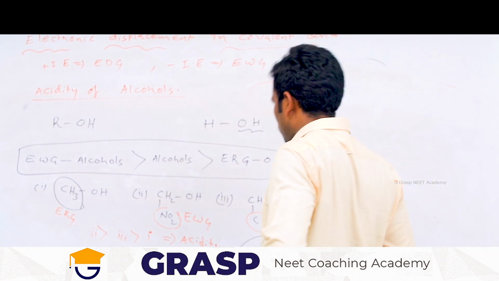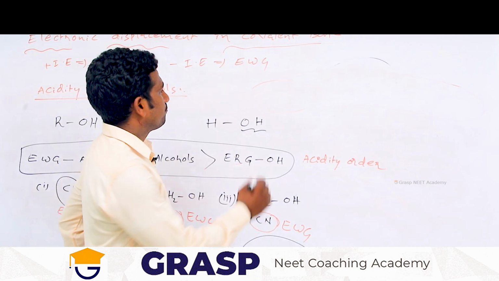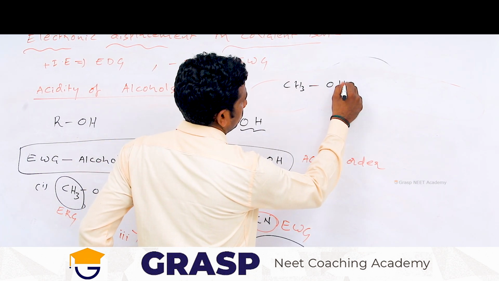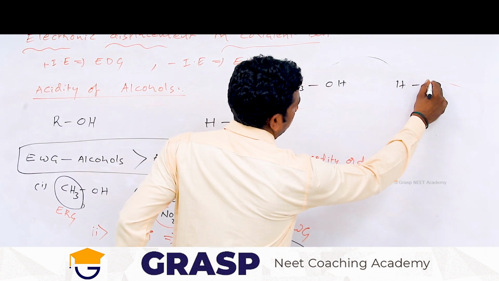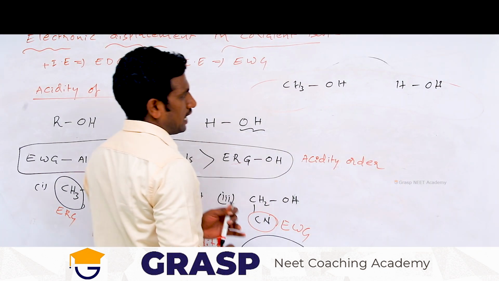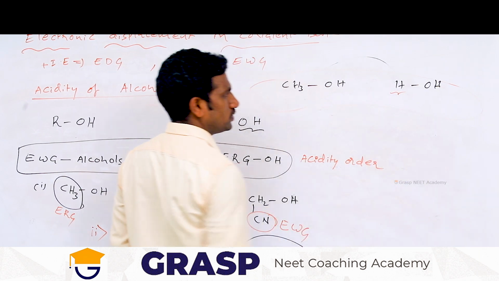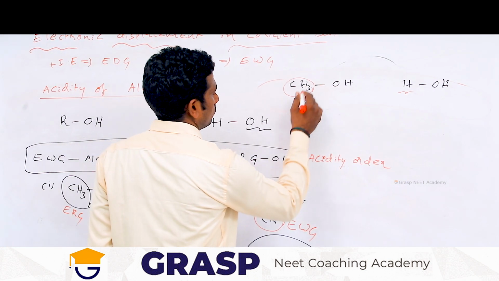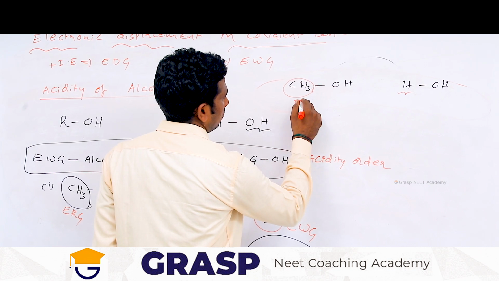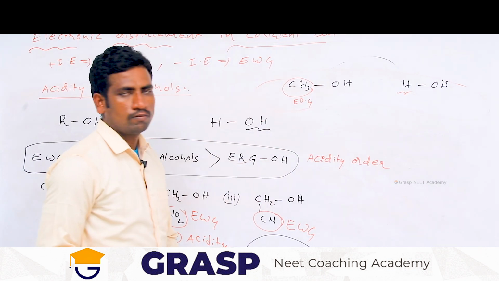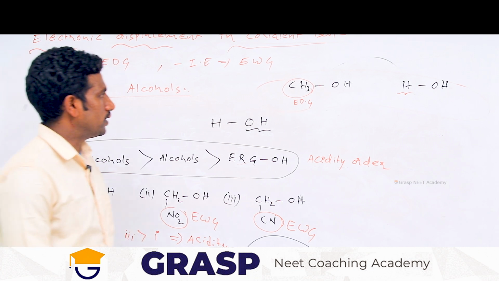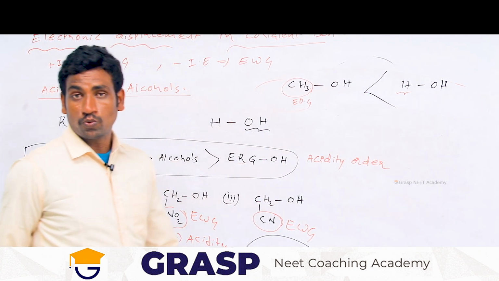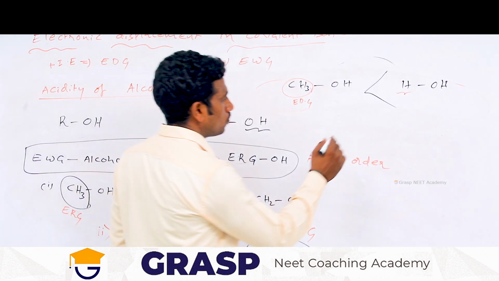In the case of alcohols, I am writing CH3OH, and in the case of water, HOH. Hydrogen is not a withdrawing group, but here the CH3 is an electron donor group. So that is why alcohol is less acidic, but water is more acidic in nature.